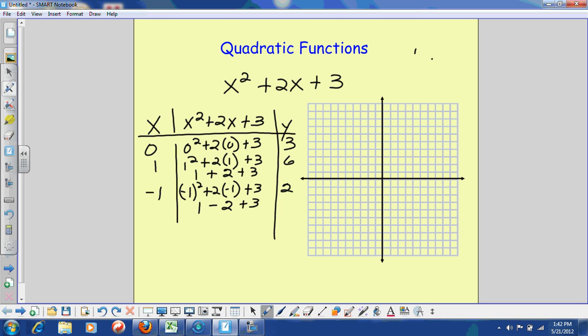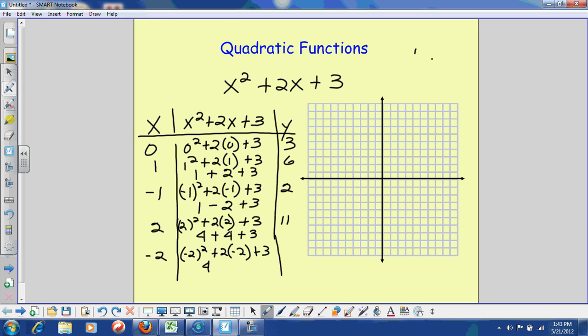So now let's try 2. So 2 squared plus 2 times 2 plus 3. 2 squared is 4, plus 2 times 2 is 4, plus 3, that's 8, and that'll give us 11. Let's go on to negative 2. So I've got negative 2 squared plus 2 times negative 2 plus 3. Negative 2 times negative 2 is positive 4. 2 times negative 2 is negative 4 plus 3. That's going to give us 3.